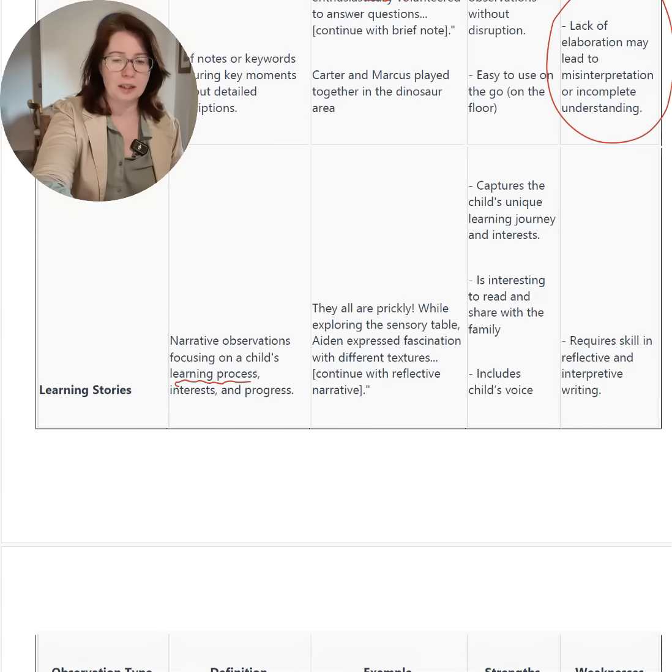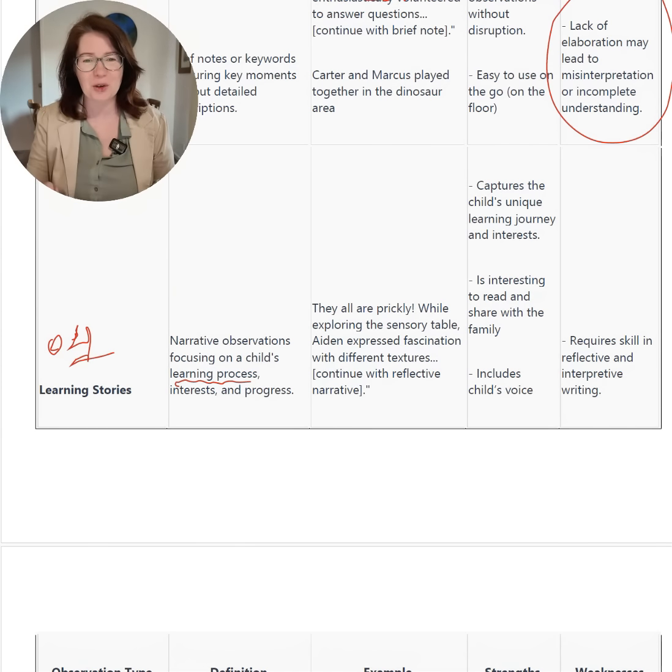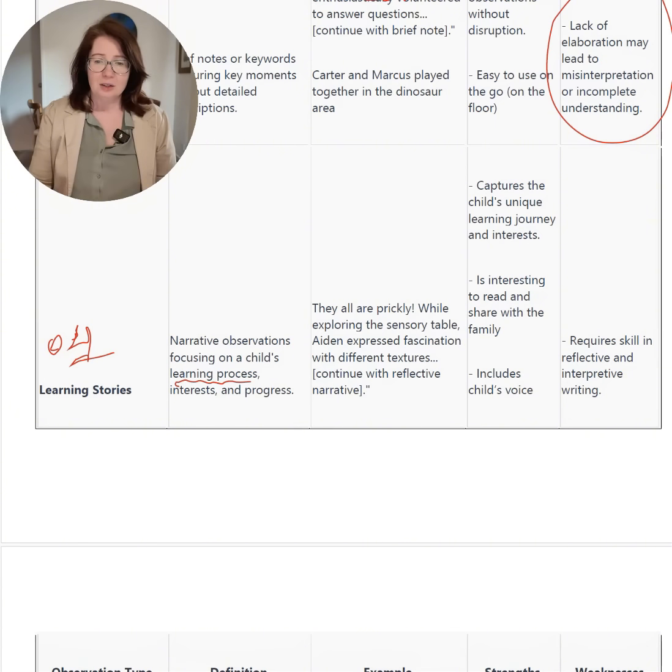And this links really well to outcomes from the EYLF. If you are not from Australia, consider what is very similar to the EYLF and the outcomes, or you might call it differently, a point in your curriculum framework that refers to those thinking skills and learning dispositions. So that's an example.